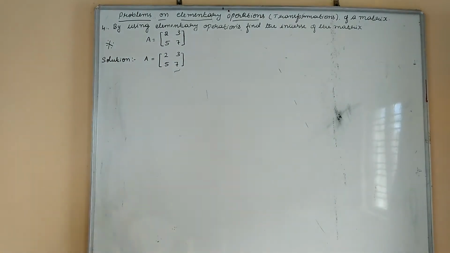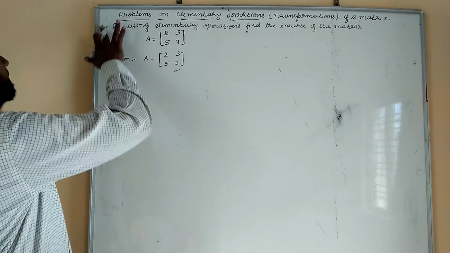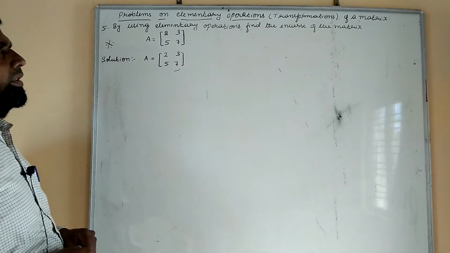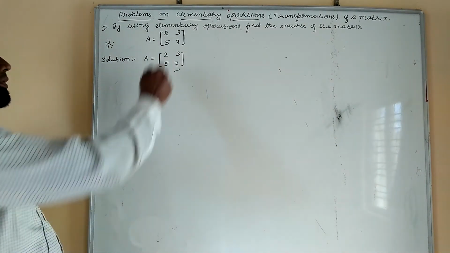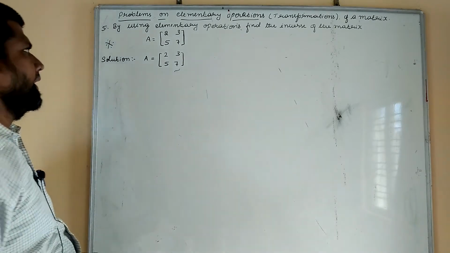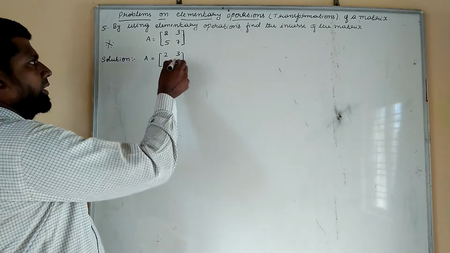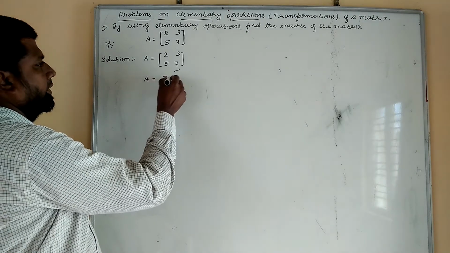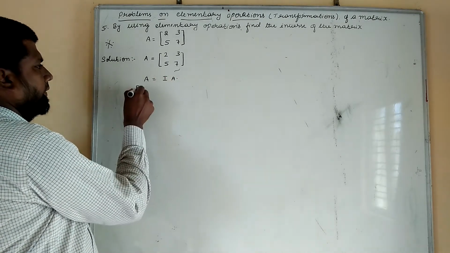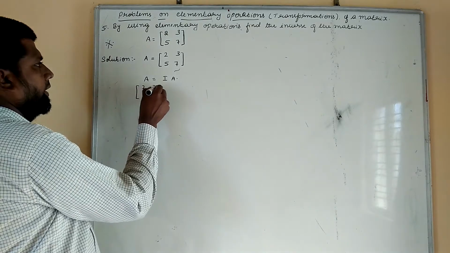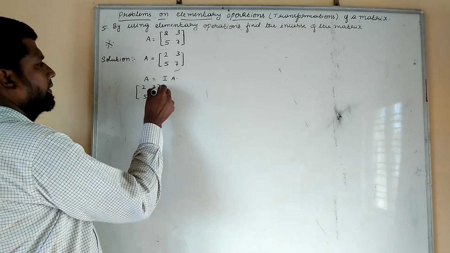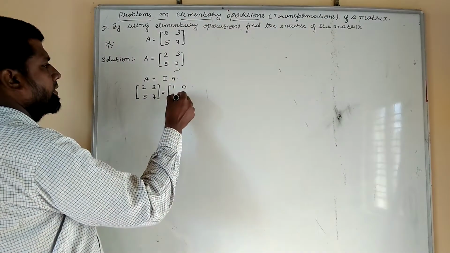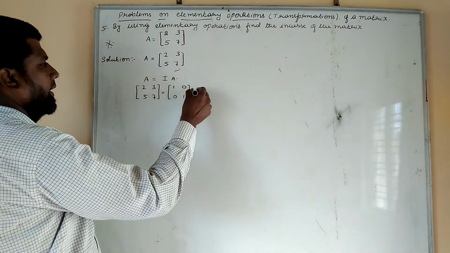So let us go for the next problem, the fifth problem. By using elementary operations, find the inverse of the matrix A equal to 2, 3, 5, 7. So let us take A equal to 2, 3, 5, 7. Then A is equal to I into A. I is the identity matrix of order 2 cross 2, 1, 0, 0, 1, and you write it into A.